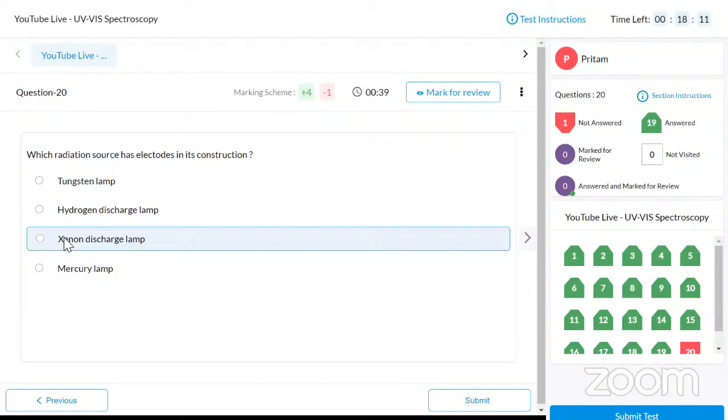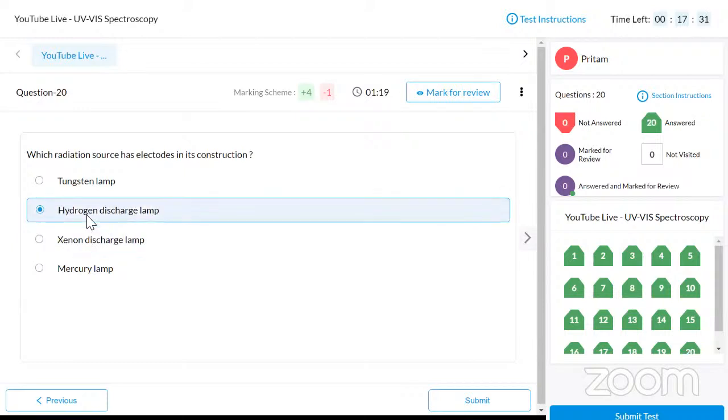Option B is hydrogen discharge lamp. Hydrogen discharge lamp has electrodes, and option C, xenon discharge lamp, does not have electrodes, and mercury lamp also does not have electrodes, because a mercury lamp is just a lamp which has mercury in it. So the only radiation source containing electrodes is nothing but your hydrogen discharge lamp. Why? Because it has electrodes in it. So this is how we will approach the MCQs, and I will select the correct option first: hydrogen discharge lamp.